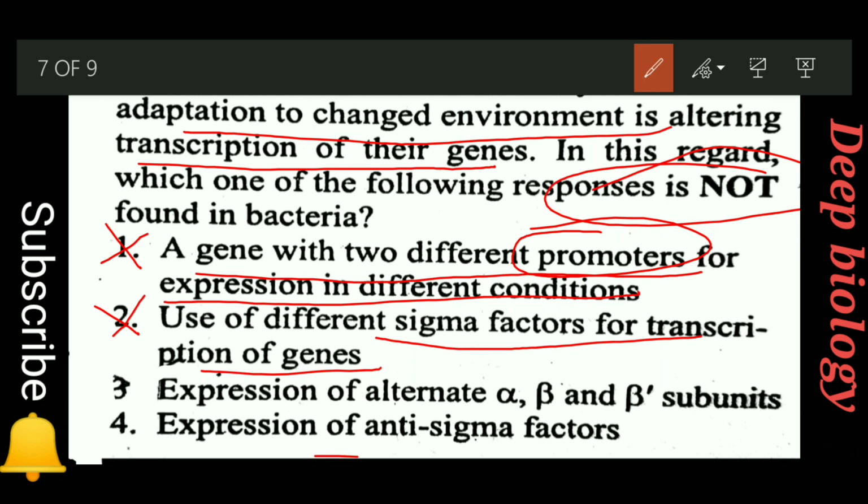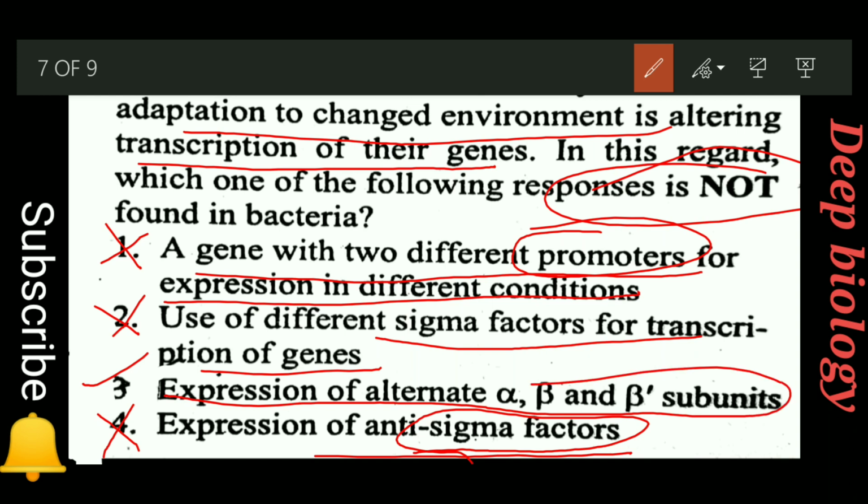Expression of anti-sigma factor is also a right statement, because the anti-sigma factor, such as an inhibitor, will inhibit the action of sigma factor. That's why the RNA polymerase cannot be found in functional form, and there will not be any transcription. Fourth is also a right statement and cannot be our answer. The third one is our answer, because expression of alternate alpha, beta and beta dash subunits is a wrong statement. The same alpha, beta and beta dash subunits are found in all RNA polymerases in an organism. That's why third is the right answer.